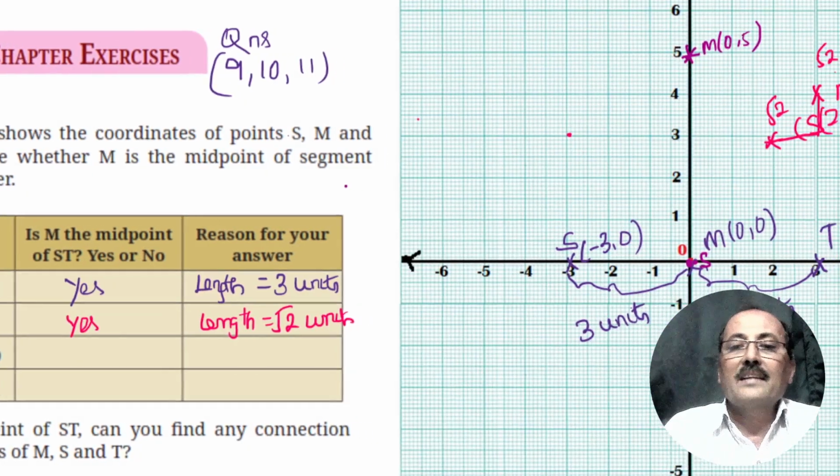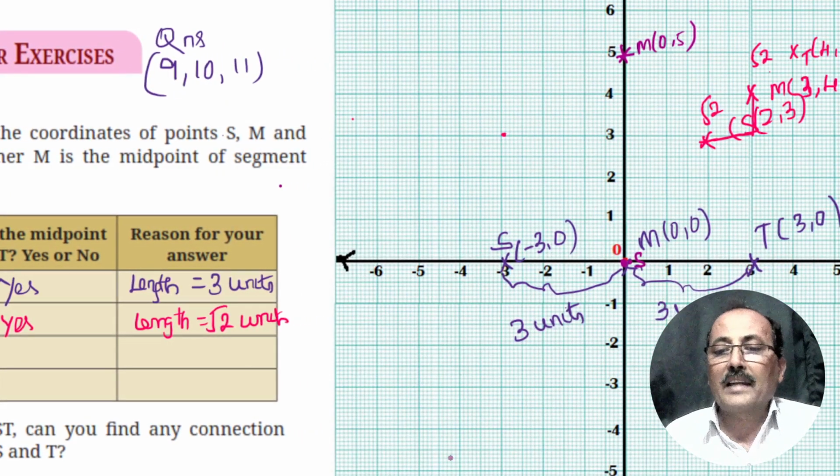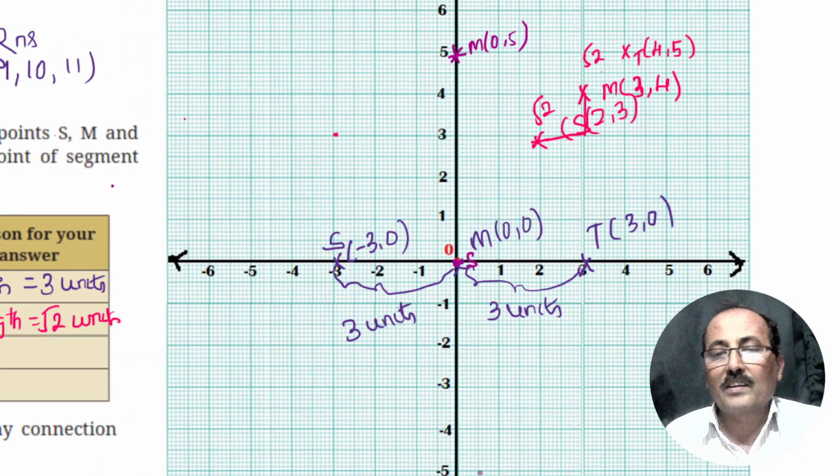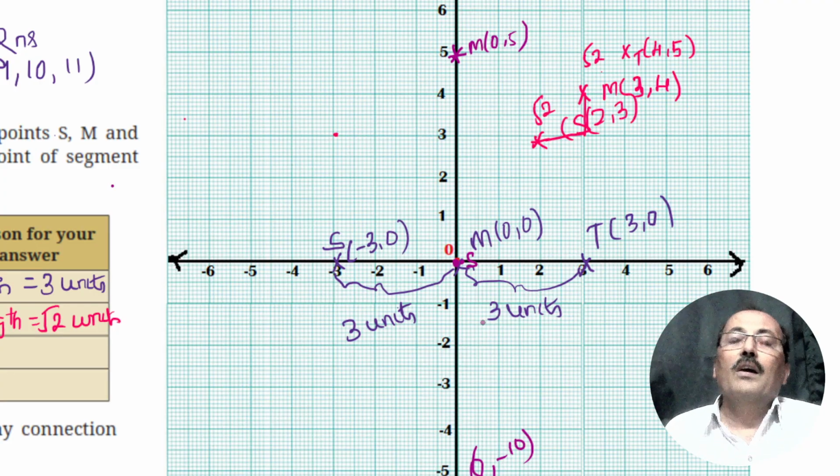0 comma minus 10. X is 0, minus 10 means here somewhere in the bottom. Somewhere in the bottom of this exercise, this one it will come. Let me mark here somewhere. It is 0 comma minus 10. Okay, somewhere it will come down. Let me mark here 0 comma minus 10. Simply I will mark it. Point is coming down.